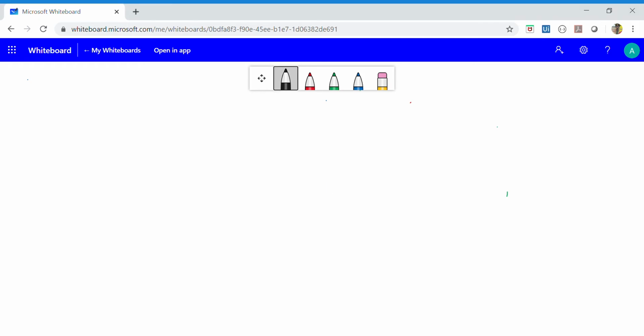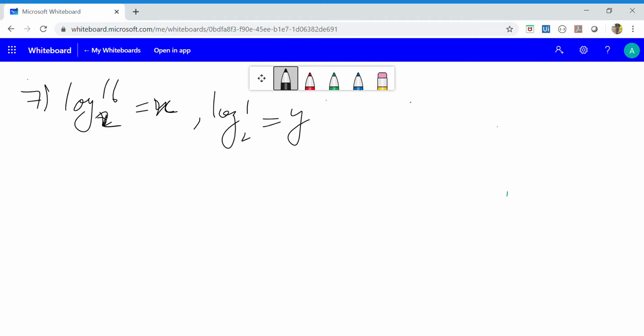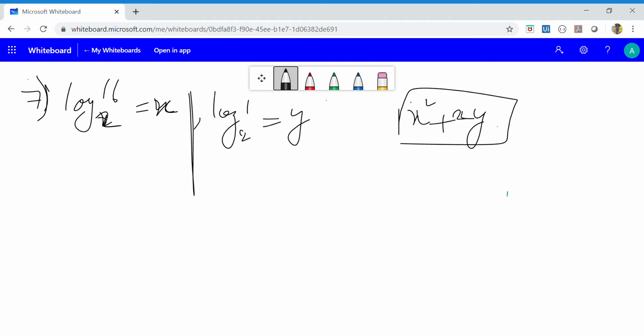Next, seventh question. If logarithm of 16 to the base 2 is equal to x and logarithm of 1 to the base 2 is equal to y, find the value of x square plus 2y. So the x value you have to get and the y value you have to get. Here also you have to think with the same logic, because logarithms should not be in the problem. So to remove the logarithms, what is our aim? You have to convert into exponential form.